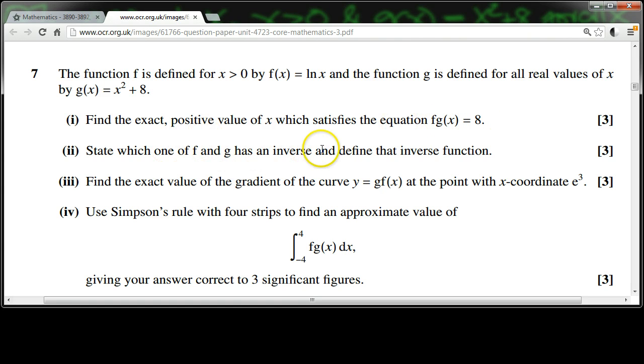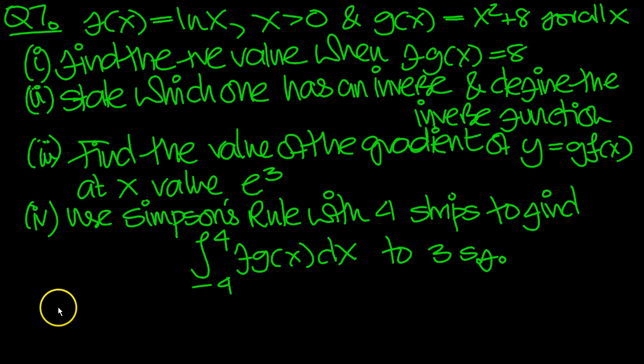State which one of f and g has an inverse, and define that inverse function. Find the exact value of the gradient of the curve y equals g of f of x at the point with x coordinate e cubed. Use Simpson's rule with 4 strips to find an approximate value for this integral, giving your answer correct to 3 significant figures. So let's have a quick look at this one then.